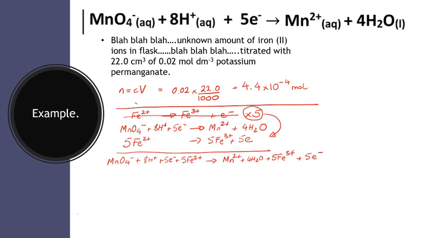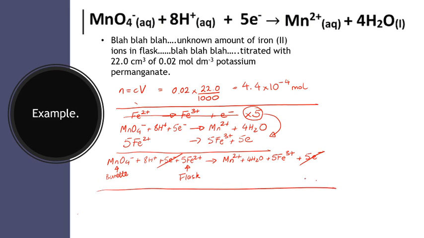Some students don't bother writing the electrons down, but it's good practice to put them in there, and then you can strike through them to show you've got it right. We can see here that was the thing from the burette, and that's what's in the flask. So the number of moles in the flask is 5 times the number of moles in the burette. 1 mole from the burette reacts with 5 moles in the flask.